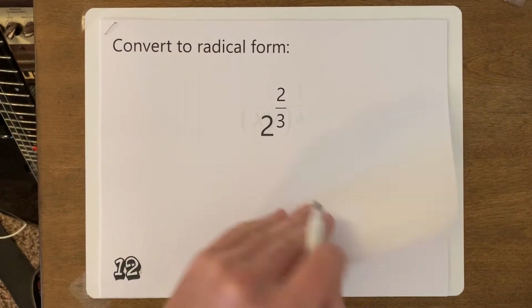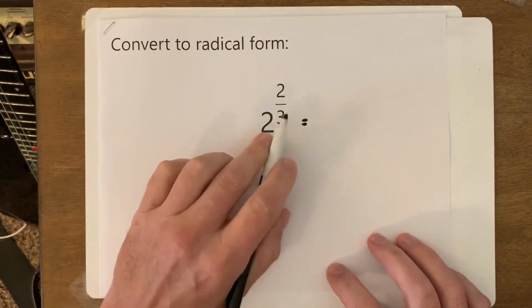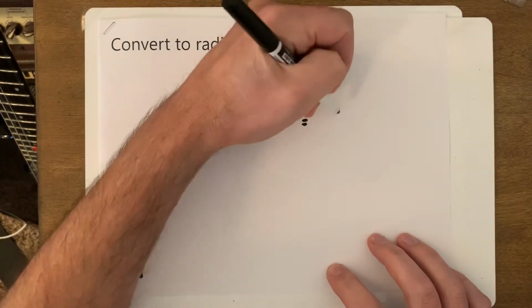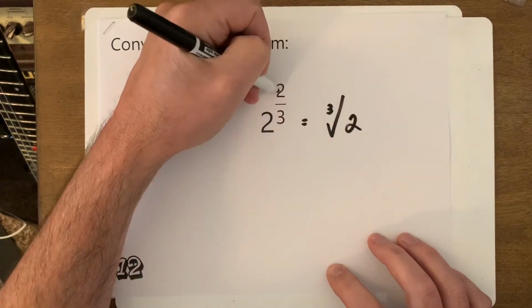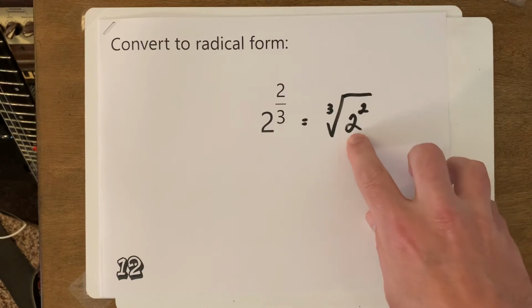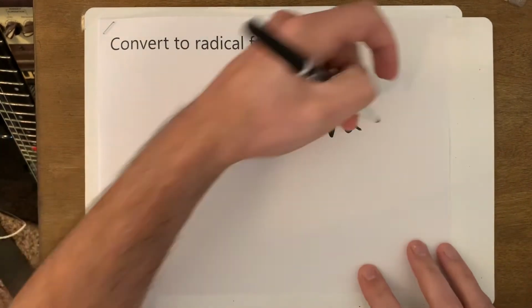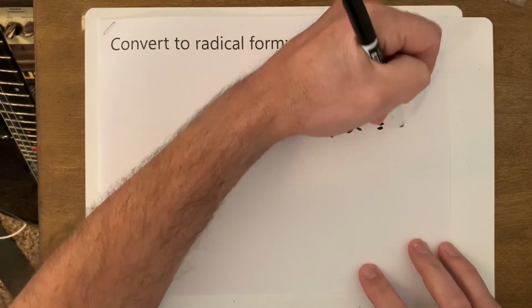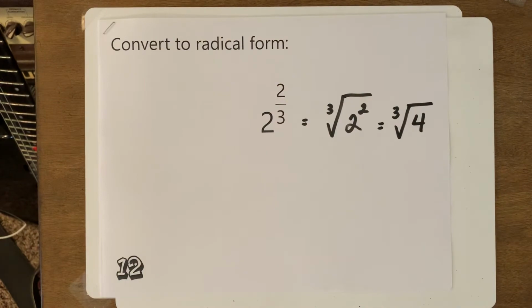Okay, this one. Okay, so again, our 3 is going to be our index. 2 to the second power. But notice that we have a numerical base right there, and so we can actually take 2 squared and write 4 out of that. So really what we should do is write the cube root of, instead of 2 squared, 4. That would be the back of the book answer on that one.